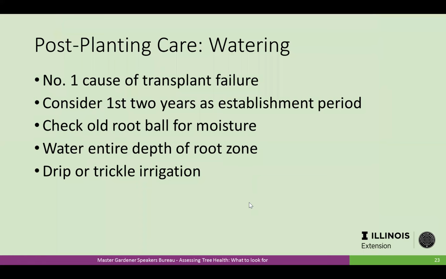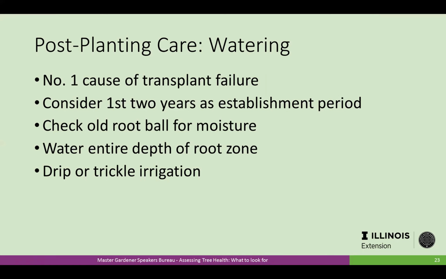Watering is important. Not watering is the number one cause of transplant failure. So for a newly planted tree, consider the first 2 years as the establishment period, and you need to water deep, and you need to water at least once a week, unless you're in a rainy season, and then you can kind of slack off from that.